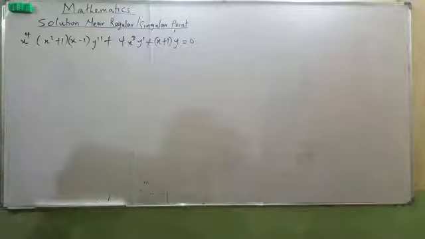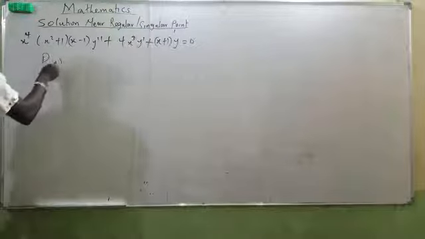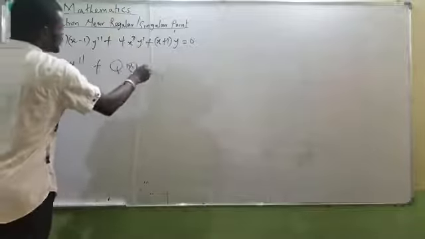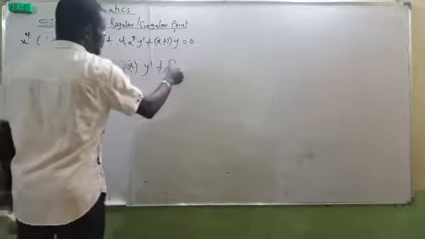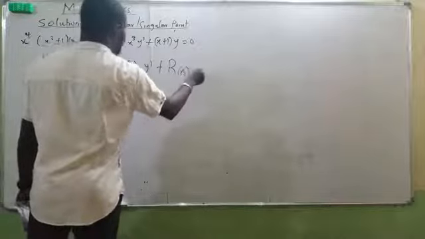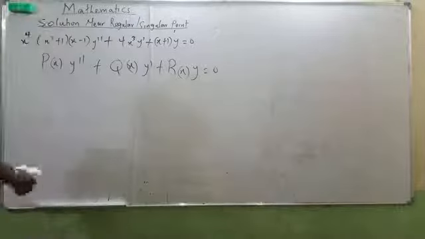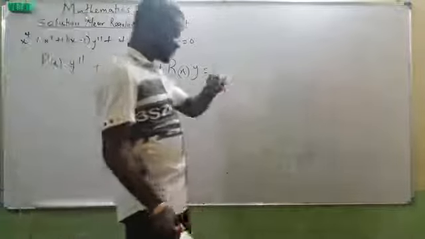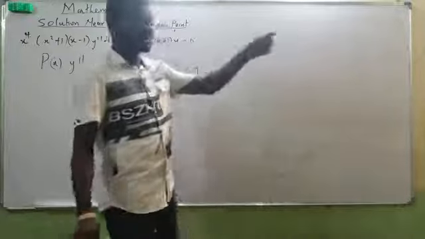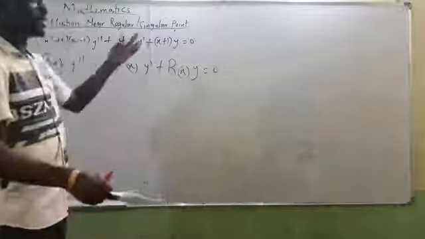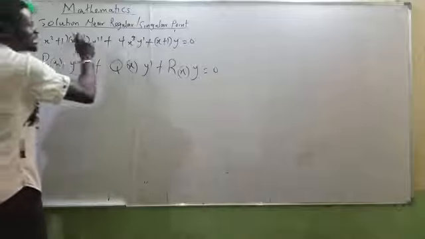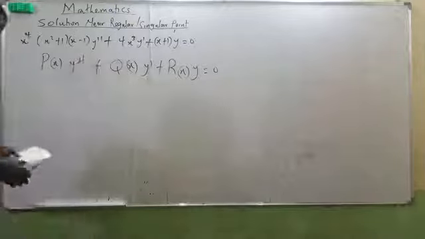Now, can you see? Don't forget that the nature is P of x y prime prime plus q of x y prime plus r of x y equals 0. Please, that is the nature of it. Why are we doing this? When we get to Frobenius and Legendre, I think you will understand better. But try to understand what I'm explaining: regular singular points and ordinary points. Please take note of that.